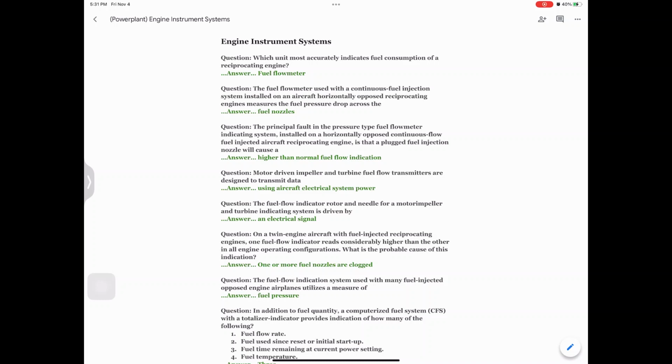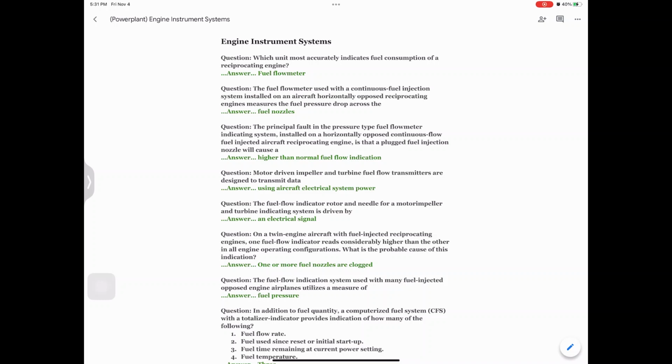Question: the fuel flow indicator rotor and needle for a motor impeller and turbine indicating system is driven by, answer, an electrical signal. Question: on a twin-engine aircraft with fuel-injected reciprocating engines, one fuel flow indicator reads considerably higher than the other in all engine operating configurations. What is the probable cause of this indication? Answer: one or more fuel nozzles are clogged.